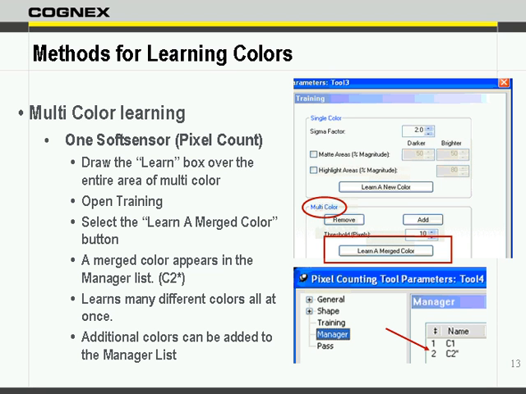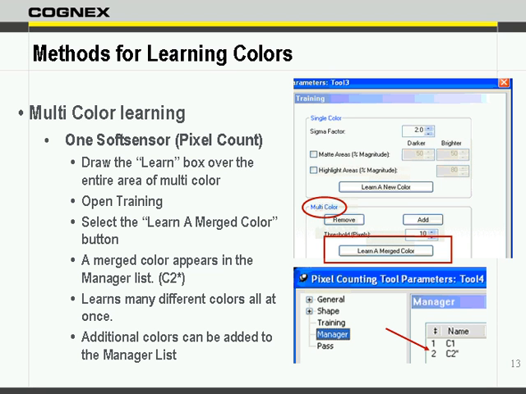In single color learning, we have the ability to change color parameters like sigma factor, matte areas, and highlight areas. While in multicolor learning, we don't have that fine control over the color that's learned, but it's a much easier process, and we can keep adding or removing areas. So we're going to show a couple of examples for those cases.